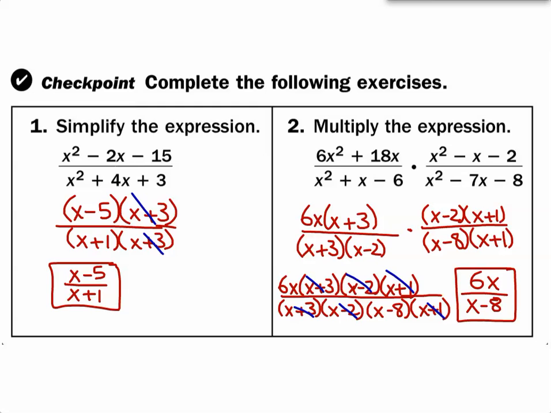Okay, I did both of them for you to check. Nothing too terribly exciting here. You're factoring polynomials. You're canceling factors that are common in the numerator and denominator. And you're writing what's left over. That's exactly what's happening in checkpoint 1. Checkpoint 2 is also highly similar. You're factoring polynomials. Then you're writing them all together as one big polynomial sandwich, maybe like a long submarine sandwich, perhaps. Then you're canceling out the things that are in common. Leaves you with, in this case, 6x over x minus 8.